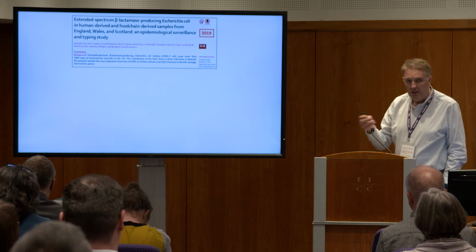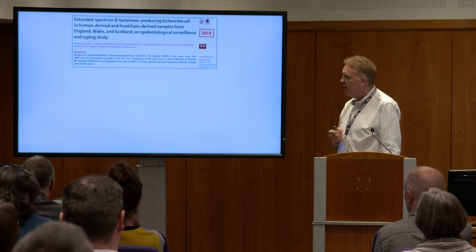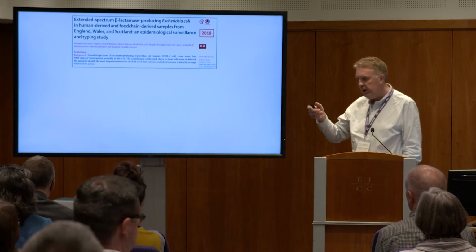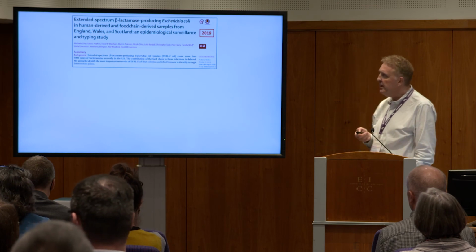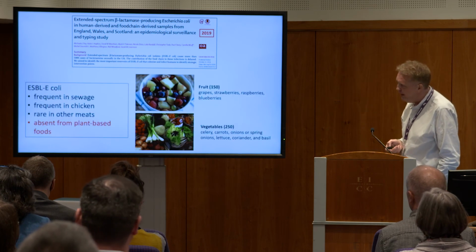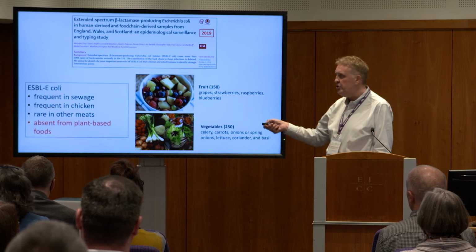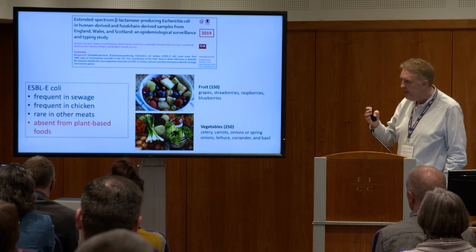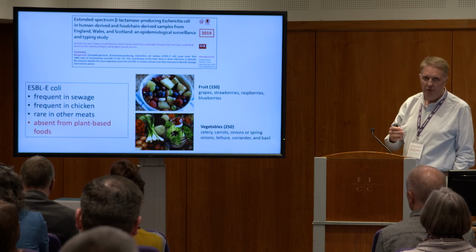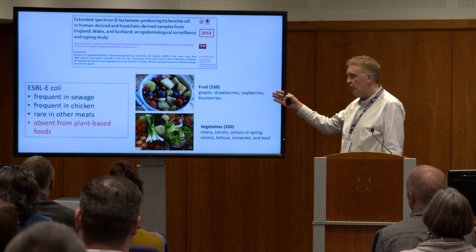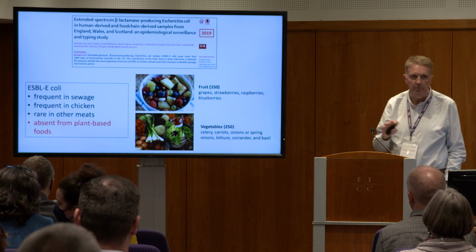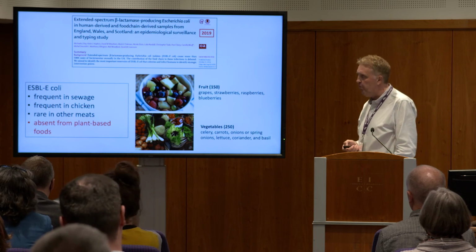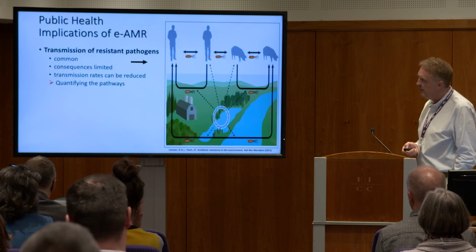One positive note, I've stressed fresh produce. There was a study done in 2019 in the UK where they tested a range of different material, including fresh produce. And although they found it frequently in sewage, frequently in chickens from retail outlets, rare in other meat, it was absent from plant-based foods. So fruit and vegetables, 400 samples, they didn't find it anyway. So that's really quite reassuring that this is not one of the pathways, although it would have been suspected.